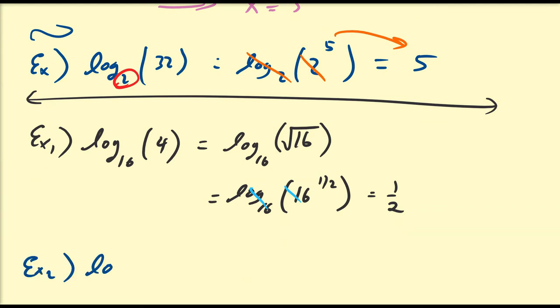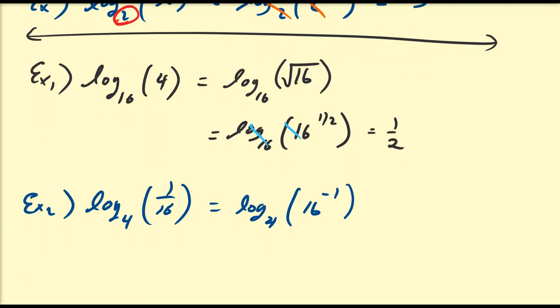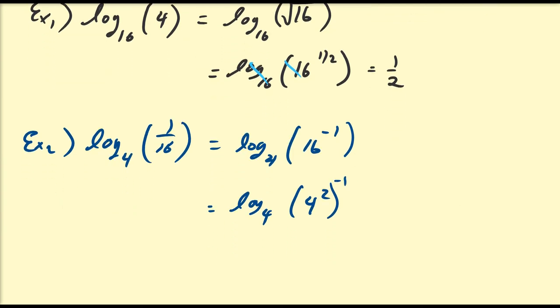Another example, suppose we have the log base 4 of 1 over 16. So we can rewrite 1 over 16 using negative exponents. So that's the first thing you would do for this. So we have log base 4 of 16 to the power of negative 1. And how can we write 16 with a base of 4? So that should be pretty simple. So that's the same as log base 4 of 4 to the power of 2, which is raised to the power of negative 1. And then we can multiply those exponents directly, right?